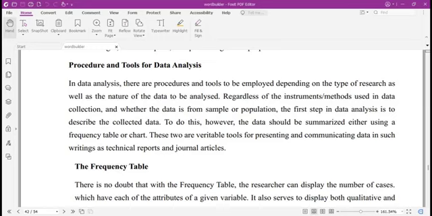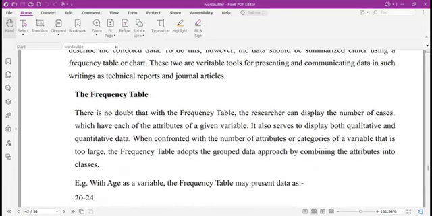There is no doubt that with the frequency table, the researcher can display the number of cases which have each of the attributes of a variable. It also serves to display both qualitative and quantitative data. When confronted with the number of attributes or categories of a variable that is too large, the frequency table adopts the grouped data approach by combining the attributes into classes.